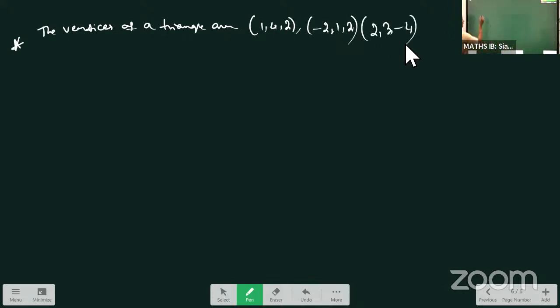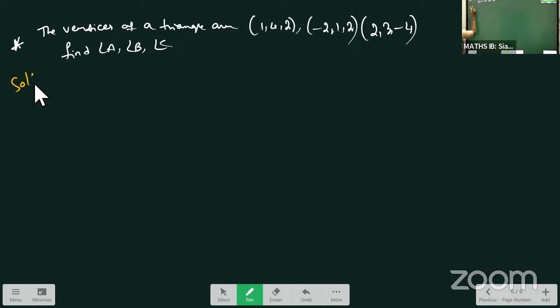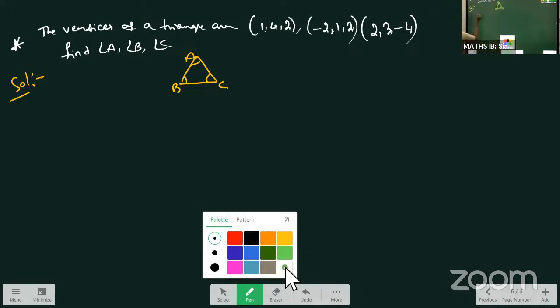3 different vertices are given. The question is to find angle A, angle B, angle C. When 3 vertices are given, how do you find them? So the solution goes like this. It is a simple question. First take the triangle, name the vertices A, B, C. We want angle A, angle B, and angle C. For finding angle A, what do we want? Either 2 sides or 2 direction ratios. So you have to take the solution by that.